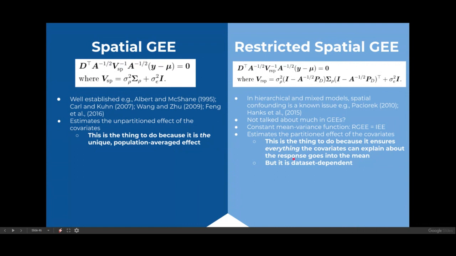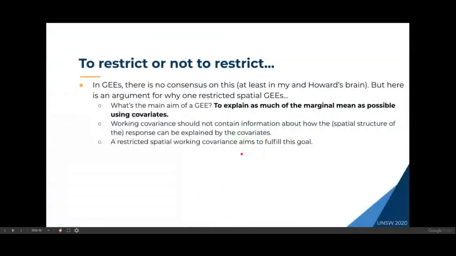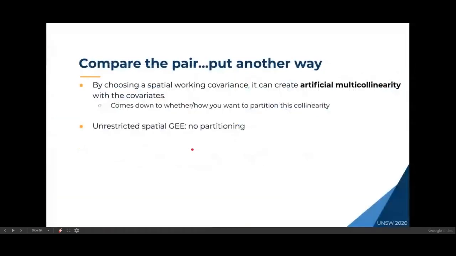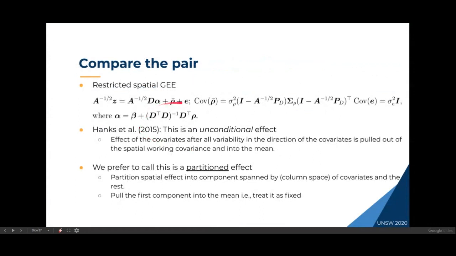Or you could call it a drawback. It's not an issue, but one of the issues is that this partitioned effect ends up being data set dependent. This is not too surprising, because if you go all the way back to here, you can see that this alpha is a function of the covariance and also a function of the induced spatial effect. So if you change your spatial locations, and supposedly your covariance also changes, then alpha also changes.